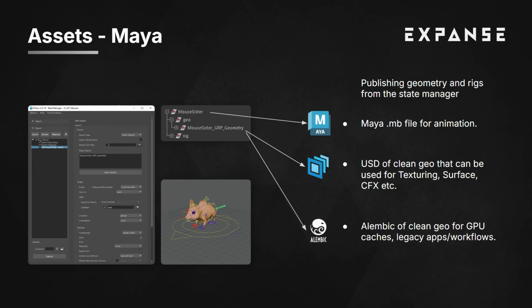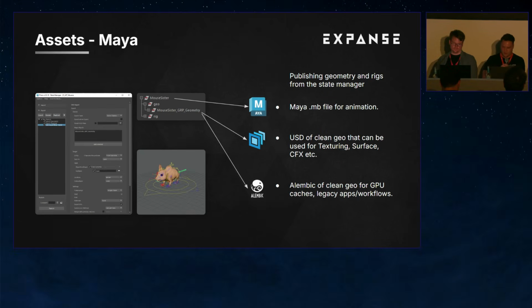For assets, we use the state manager, and we can define what we want to export. So we export the root to a Maya rig file, and then we export the USDs just of the geometry that we can use for texturing, surface, and various Houdini tasks. And also an Alembic file for a legacy workflow that doesn't support USD yet.